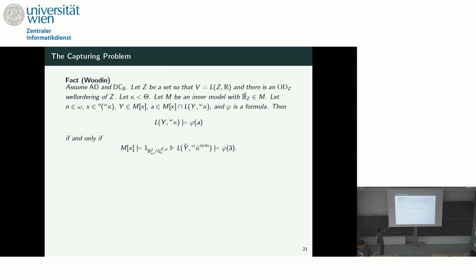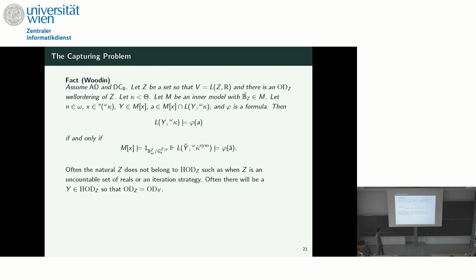So the significance of this is that truth about something in the real universe essentially is captured by truth inside of a certain inner model of ZFC. What's the point of this y? Often there's a very natural set z, but z is probably not ODZ. For instance, if z is an uncountable set of reals or an iteration strategy for the mouse, it's going to be ODZ, but it's not going to be in HZ. But very often there is some set y which is in HZ, so that ODZ is equal to ODY.